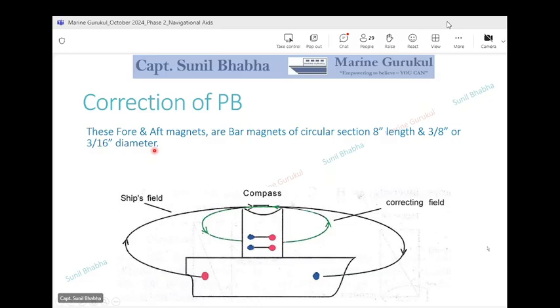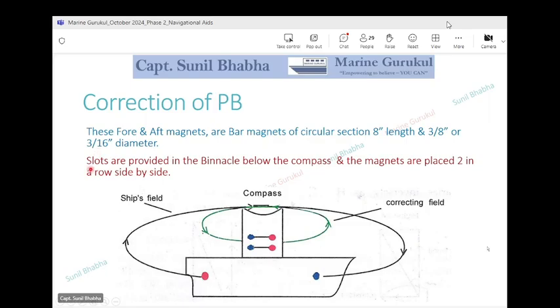Once the ship is constructed and it goes out for sea trials, the compass adjuster checks the magnetism of the ship and decides whether he wants a thicker corrector or a thin corrector magnet. Slots are provided in the binnacle below the compass and the magnets are placed 2 in a row side by side. So when we place these corrector magnets, they are always placed in pairs. One of the magnets is slightly to the starboard of the compass, another magnet is slightly to port of the compass.